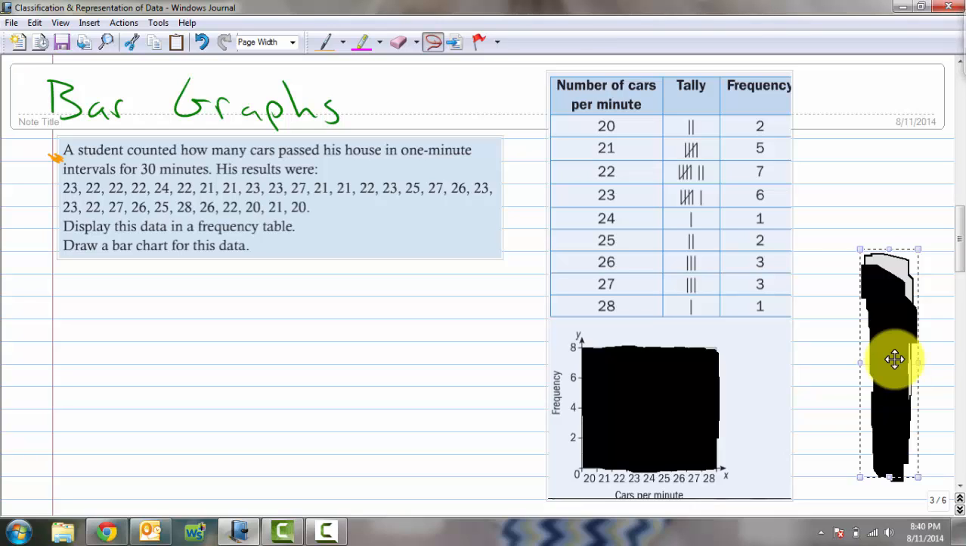In our bar graph, notice the horizontal scale, 20, 21, 22, 23. We're going to center a bar above each one of these. And with a bar graph, these are countable measures. These are discrete. Our bars are not going to touch each other.